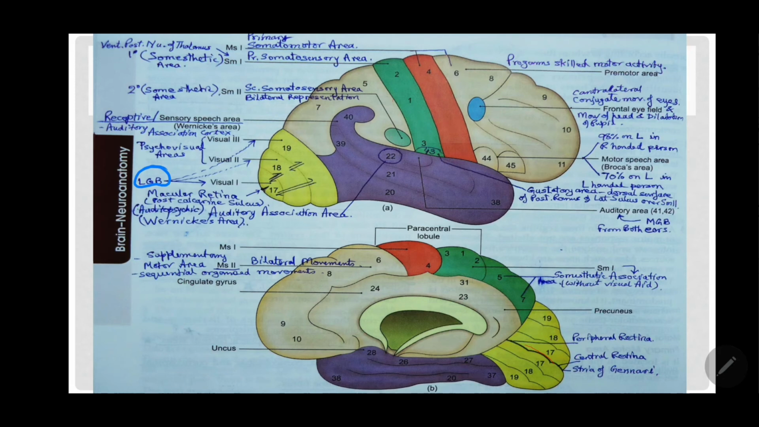So representation of the retina, don't forget that peripheral is anterior and macula is the posterior end, right? Okay, the stria of Gennari I have also told you. So I think this much of the occipital area is done. Now I will be talking about the auditory functions, right? Auditory areas.